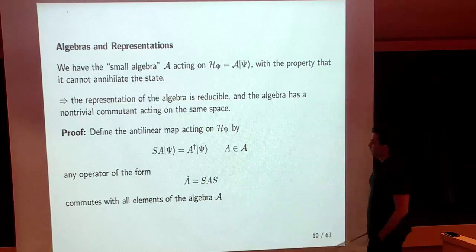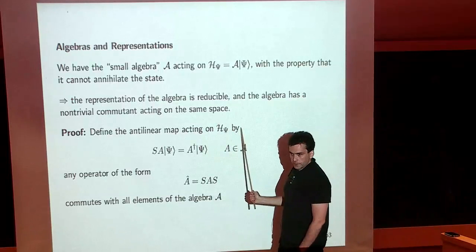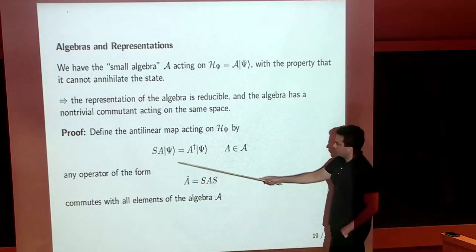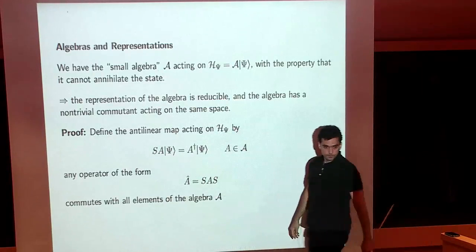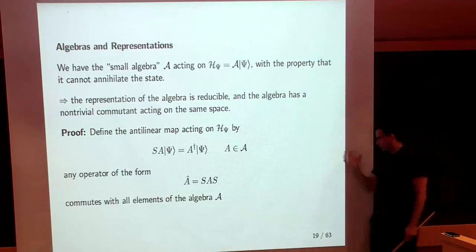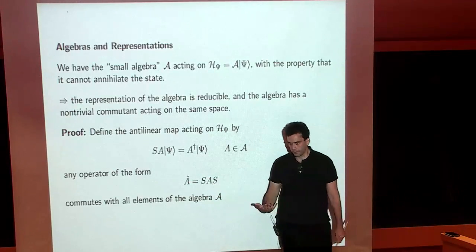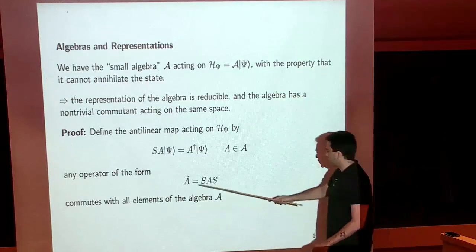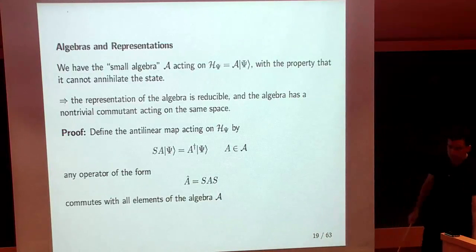Actually, the proof is very simple. You just define an antilinear map acting on the space by this equation. And then you define this map S, which takes any state of the form A psi into A dagger psi. Then we define operators A hat by conjugating the operators of the algebra by S from the left and the right. And then it's a trivial exercise to check that this object commutes with all elements of the algebra. In the subspace? In the subspace.